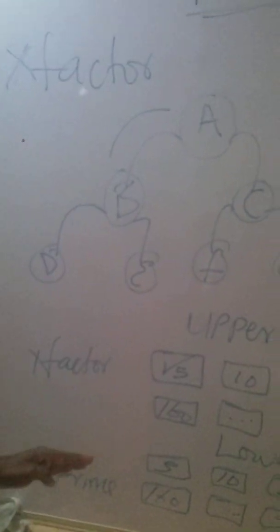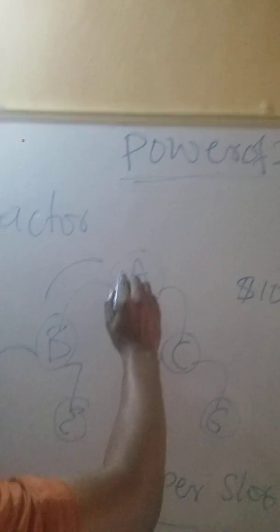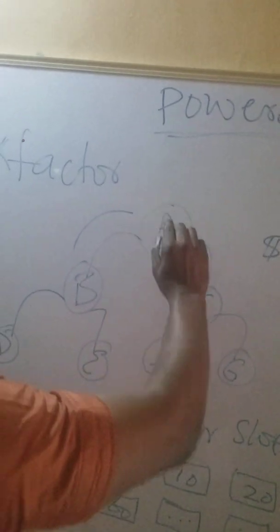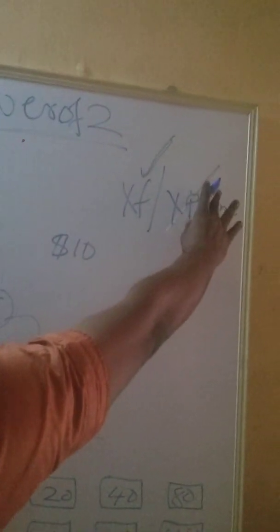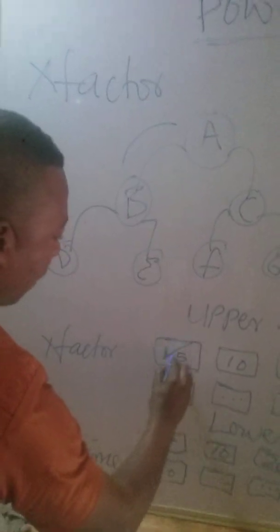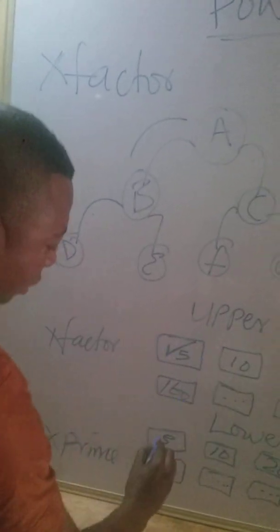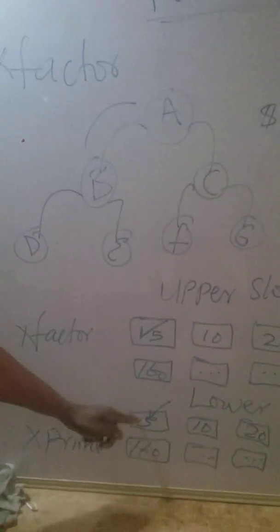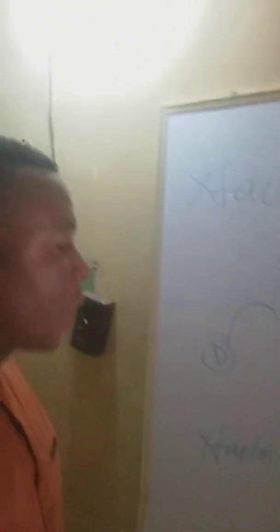So now, the moment Mr. A activates his account and upgrades, the X prime is activated. Maybe in another video we'll explain the X prime in detail, but right now let's focus on X factor. The $5 that activates your X factor takes care of the upper slot and the lower slot. And I'll show you what I mean by that.